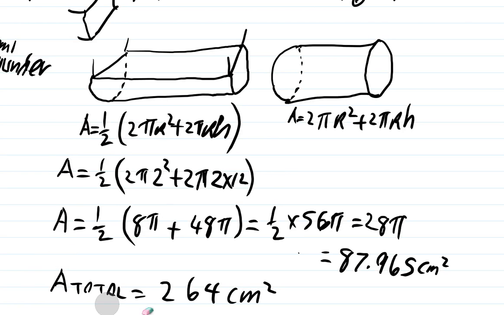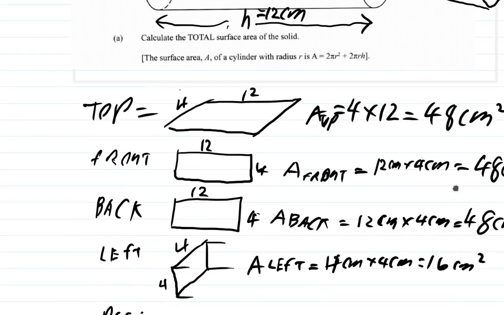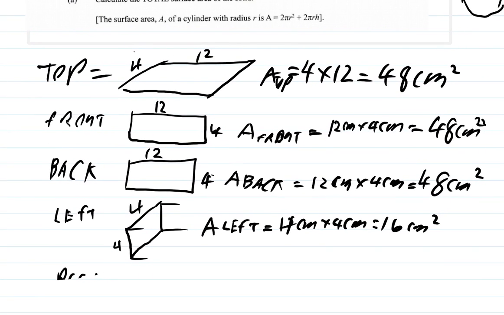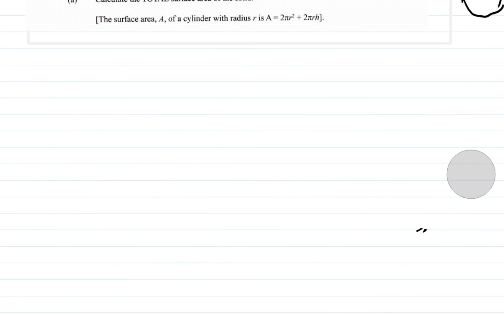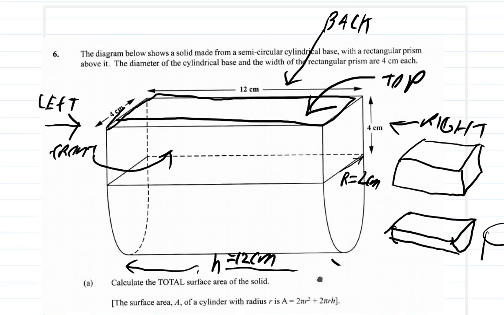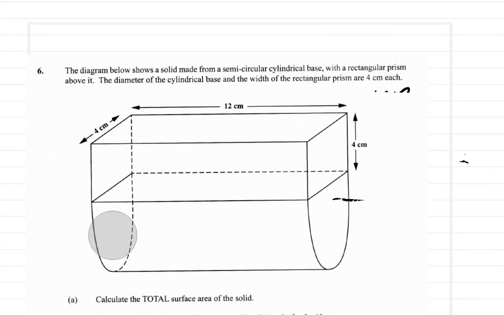Let's just erase parts of the board first. This was 264. Let's erase the board. We didn't erase it in the previous video. I have to just erase it now. What else is up here? Alright, let's erase these. And then what we're asked to do is to calculate the volume of the solid.